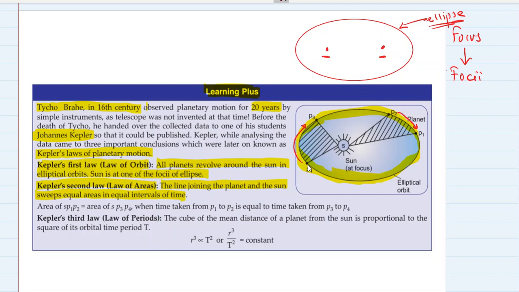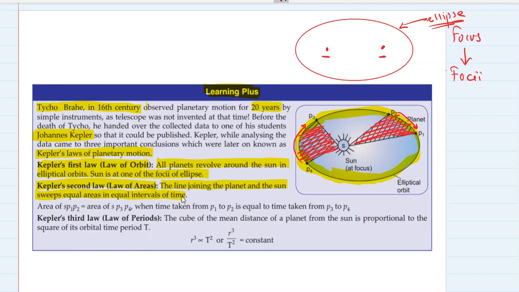just imagine the planet is moving faster when it is nearer to the sun. It always does that. So the planet is moving from P4 to P3 in the same interval of time in which it moved from P2 to P1. If you join P3 and P4 to the focus, then we get a triangle, or you can say a sector of a circle. So the area of this sector is equal to the area of this sector. This is Kepler's second law, that is the law of areas.